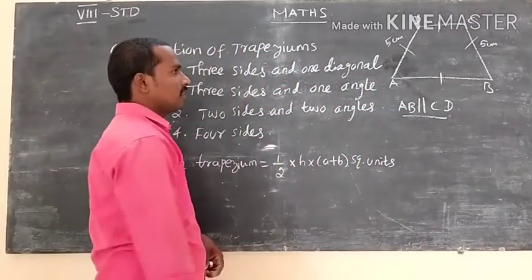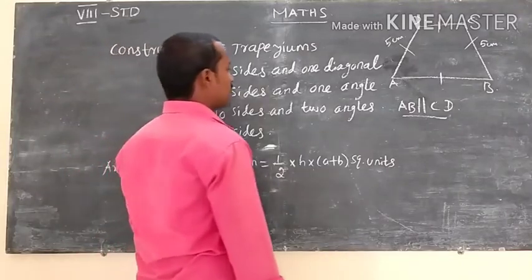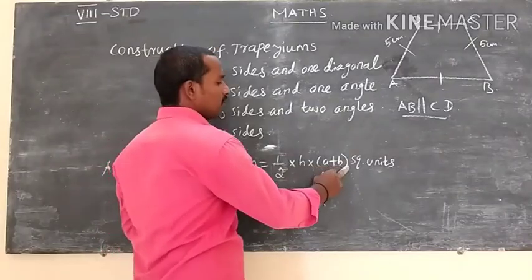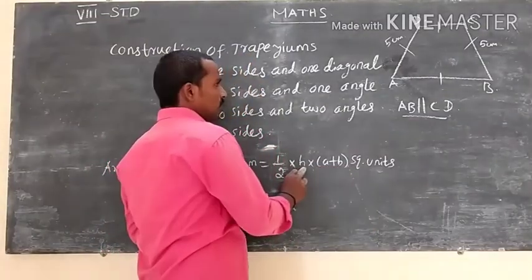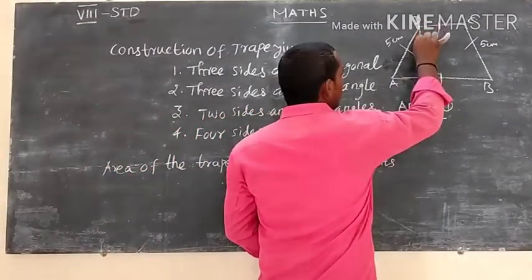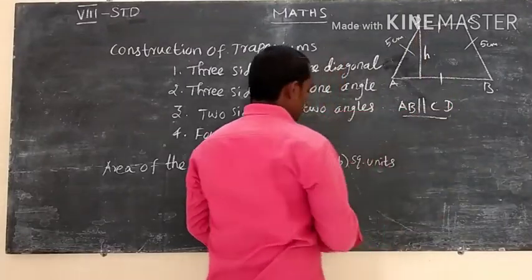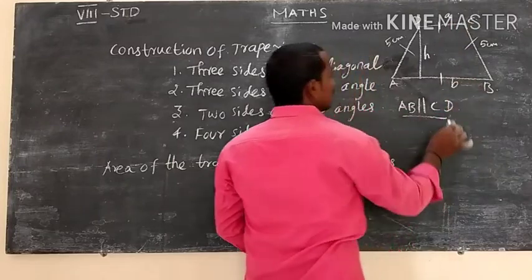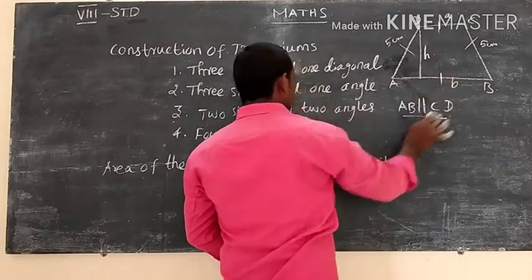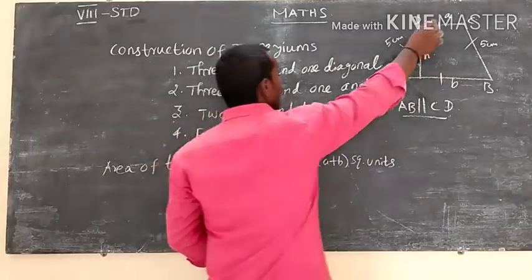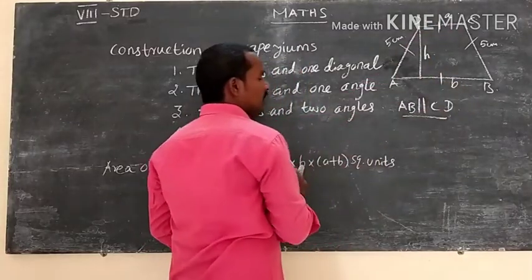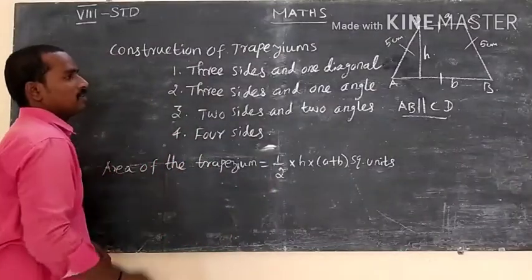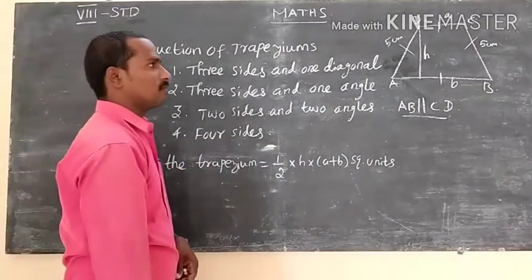Then the area of the trapezium is 1 by 2 into h into (a plus b). What is h? The height of the trapezium is h. Then a and b are the parallel sides. The sum of the parallel sides is multiplied by the height, then divided by 2, and we get the area of the trapezium.